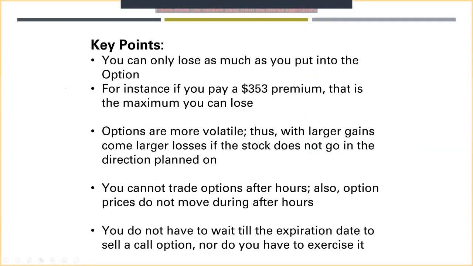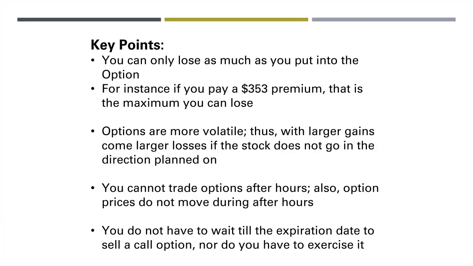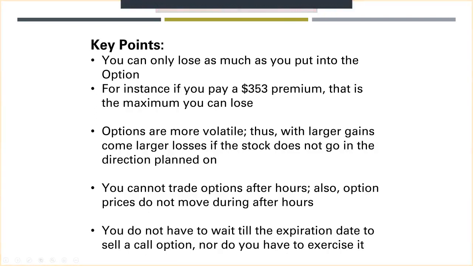So key points. You can only lose as much as you put into the option. If you put in $700, that's the max you can lose. Here, if you pay a $353 premium for one contract, that's the max you can lose. Options are very volatile. Thus, with larger gains come larger losses. The stock may not go in the direction you planned on. So if you do a call option, you're saying the stock will go up and it goes down, that means your losses are going to be major. If you buy a put option and it goes up, same thing. You cannot trade options after hours. It's only between 9:30 and 4 p.m.